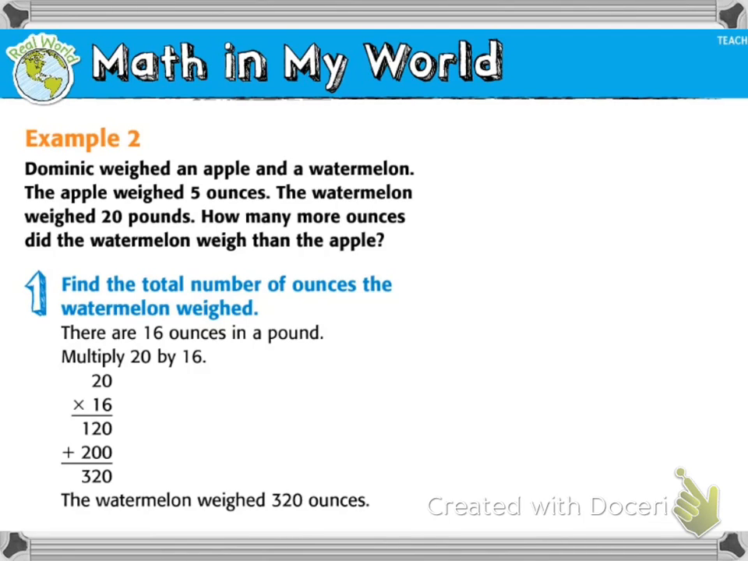Okay, for example 2, Dominic weighed an apple and a watermelon. The apple weighed 5 ounces. The watermelon weighed 20 pounds. How many more ounces did the watermelon weigh than the apple? So step 1 is to find the total number of ounces the watermelon weighed. We know that there are 16 ounces in a pound, so we need to multiply 20 by 16. And we get 320. So the watermelon weighed 320 ounces.